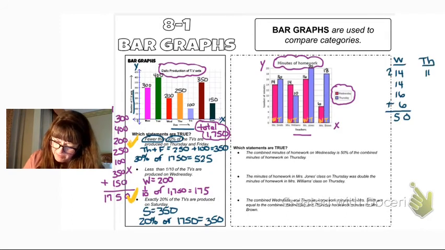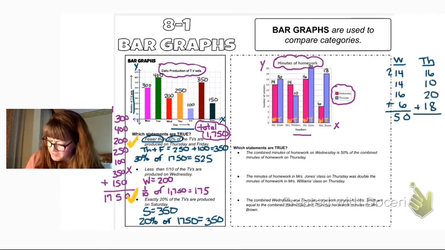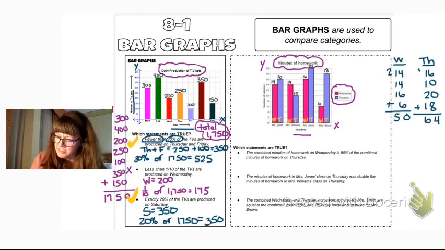And on Thursday, we have 16 plus 10 plus 20 plus 18. 6 plus 8 is 14. 1 plus 1 is 2, plus 1 is 3, plus 2 is 5, plus 1 is 6. So our Thursday total is 64 minutes. And this says the combined minutes of homework on Wednesday is 50% of the combined minutes of homework on Thursday. So combined minutes on Wednesday was 50 minutes, and combined minutes on Thursday was 64.